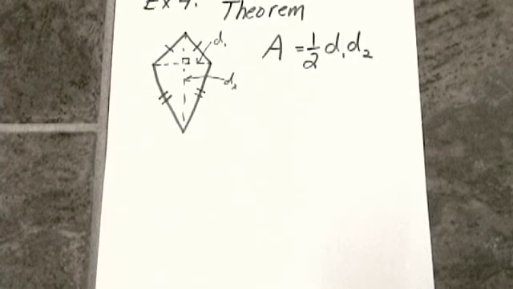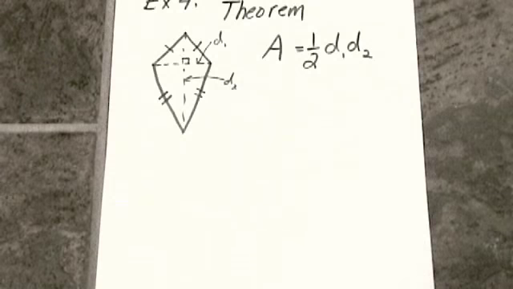Example 4 has to do with quadrilaterals. This comes from geometry. If you take a quadrilateral where the diagonals of the quadrilateral are perpendicular, as in rhombuses, kites, and squares, this will always hold true. If your two diagonals are d sub 1 and d sub 2, the area of the entire quadrilateral will always be equal to 1/2 times d sub 1 times d sub 2. Very, very simple little formula.